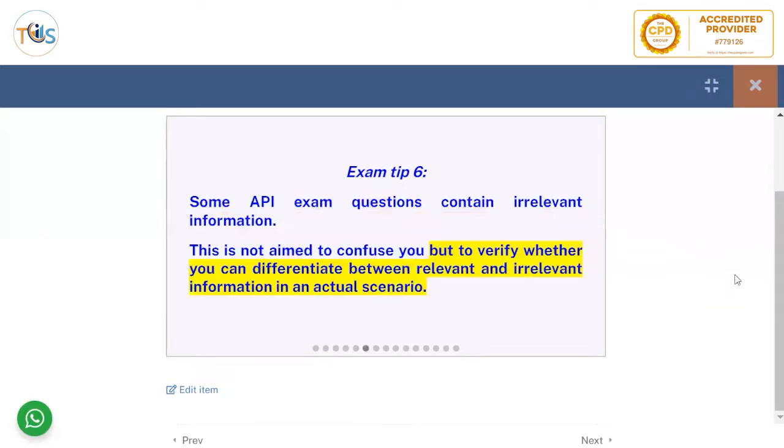Some API exam questions contain irrelevant information. This is not aimed to confuse you, but to verify whether you can differentiate between relevant and irrelevant information in an actual scenario, and that you have not just memorized the answers.